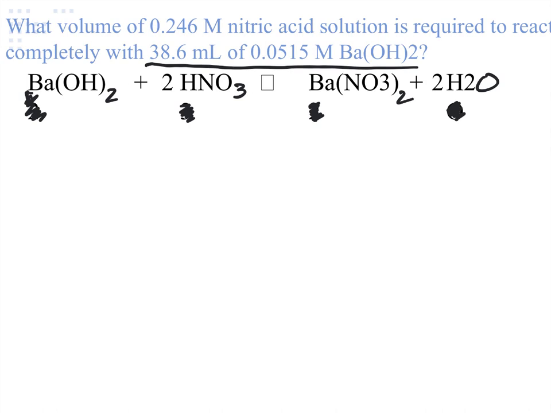Then we can use our coefficients. The coefficient of barium hydroxide is 1. The coefficient of the nitric acid, of course, is 2. We can use that 1-to-2 ratio to find out how much nitric acid we need. So let me go through and show you how to do this.